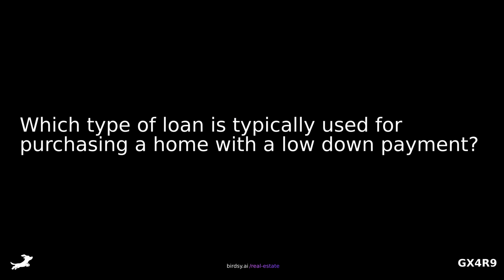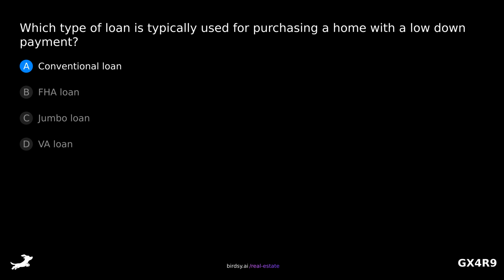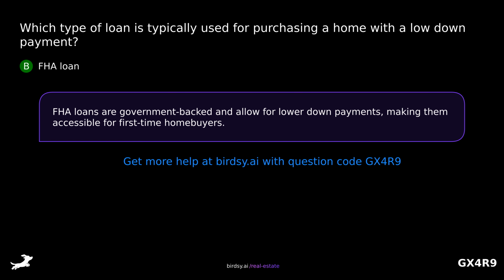Which type of loan is typically used for purchasing a home with a low down payment? Is it A, conventional loan? B, FHA loan? C, jumbo loan? Or D, VA loan? The answer is B, FHA loan. FHA loans are government-backed and allow for lower down payments, making them accessible for first-time homebuyers.